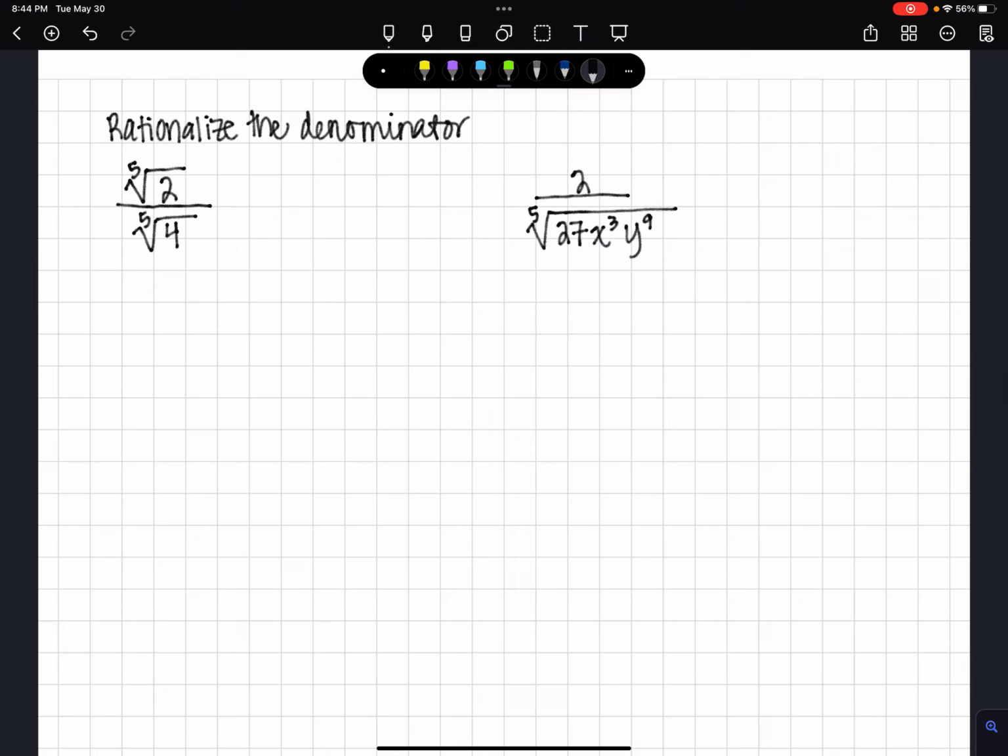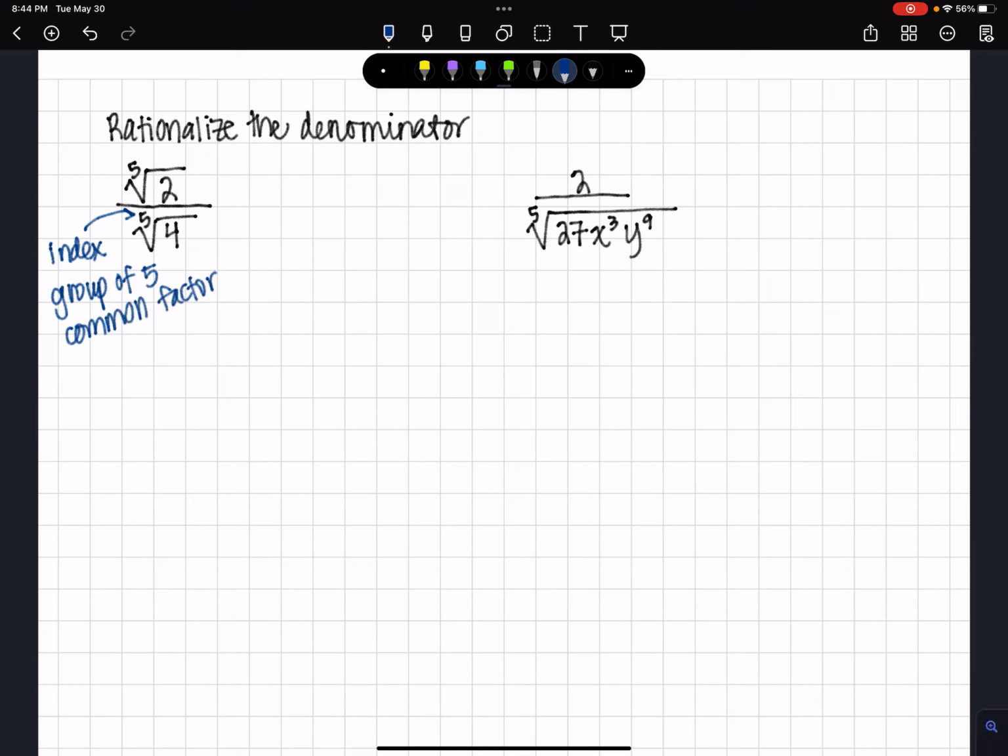So we're going to start with the one on the left. Now, I've got the fifth root of 2 over the fifth root of 4. I want to rationalize that denominator. That fifth root, this index, means I need groups of 5. So I need a group of 5 factors, 5 common factors.